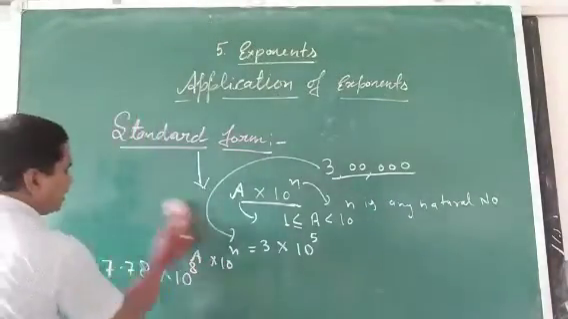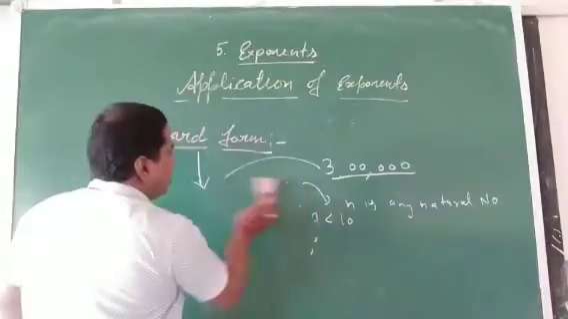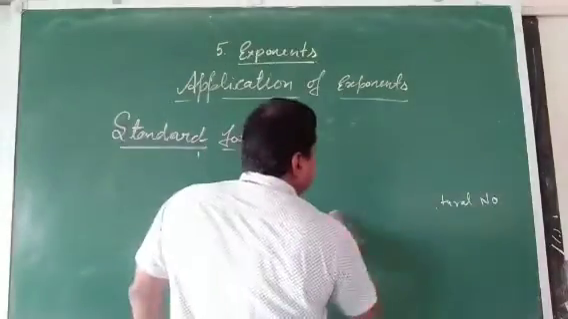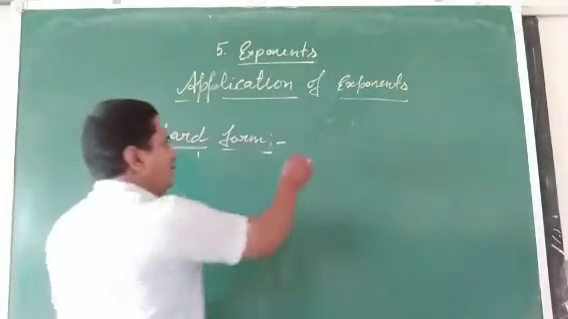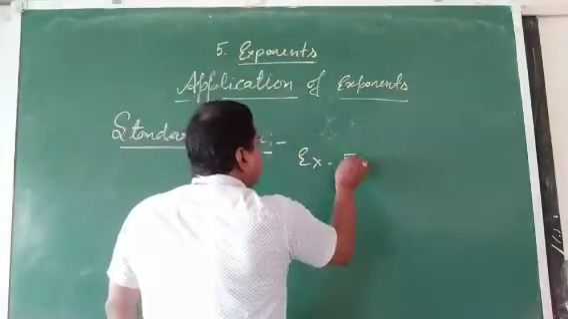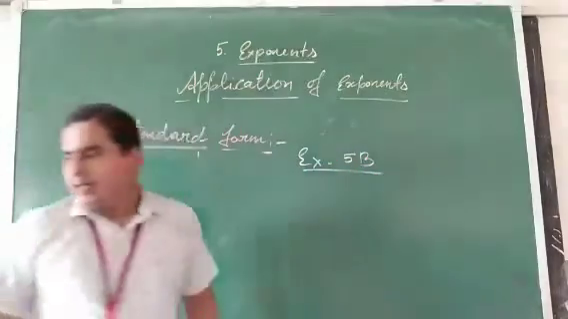Now we discuss exercise 5b. Some questions are given. Represent the following numbers in their standard form. Exercise 5b. So first we'll discuss part 6.